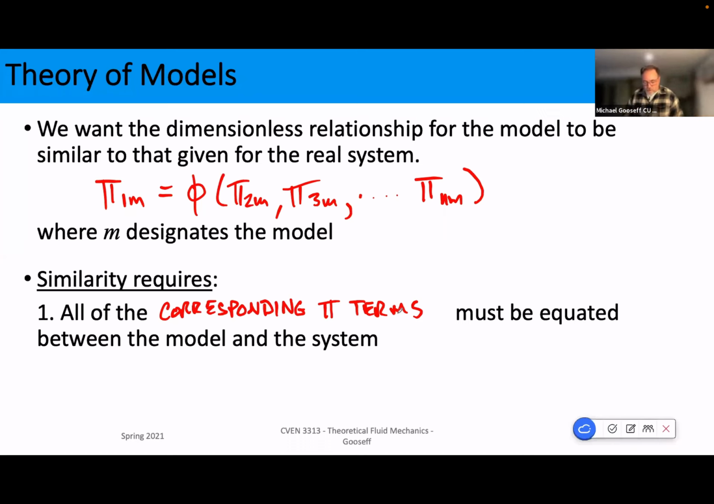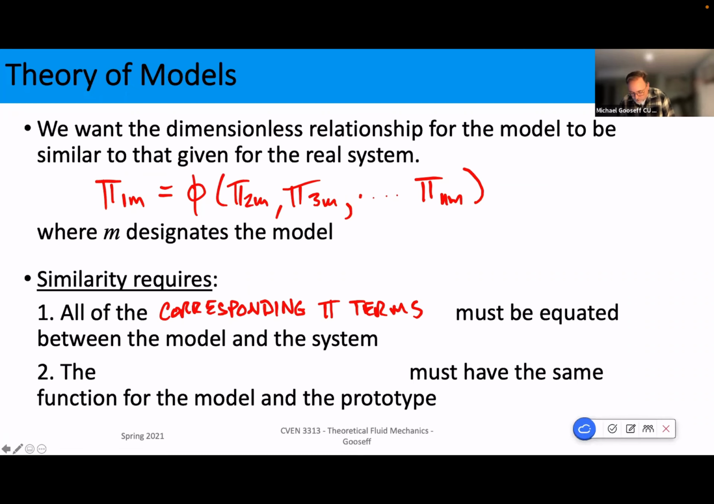The sort of real world system. Two, we also expect that the prediction equation must have the same function for the model and the prototype. So in other words, whatever relationship we come up with the model has to end up being valid for the real system. How do we know that's the case?